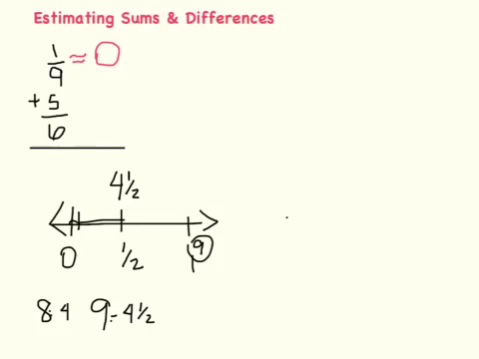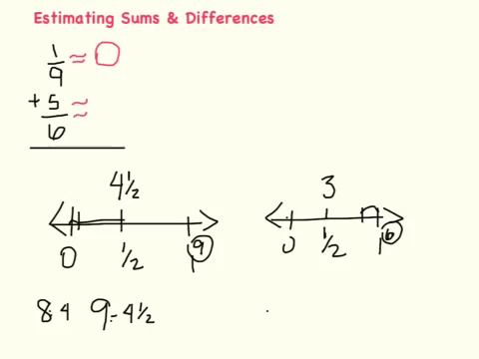5/6, we'll draw another quick number line. 0, 1/2, 1 whole. Half of 6 is 3. So we put 3 at our 1/2, and 6 is going to be our 1 whole. 5/6 would be here, and 5/6 is closer to 1 whole, closer to 6. So 5/6 is approximately 1. So now we have 0 plus 1, which is equal to 1. So 1/9 plus 5/6 is approximately 1 whole.